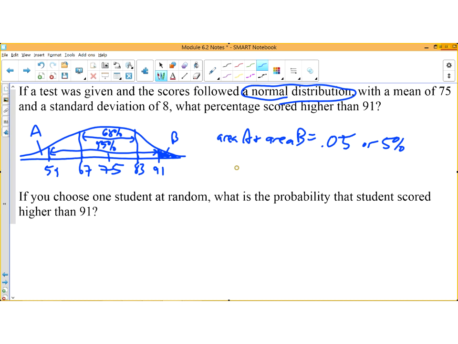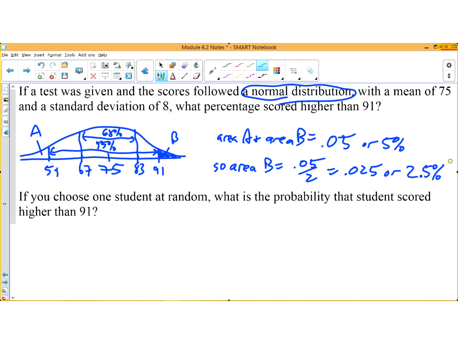Since the curve is symmetric, the area on the right-hand side, area B, equals half of that. So area B equals 0.05 divided by 2, which is 0.025. Or, since it says what percentage, I change that to 2.5%. Or I could have just said, take that 5% and divide it by 2, which is 2.5%.